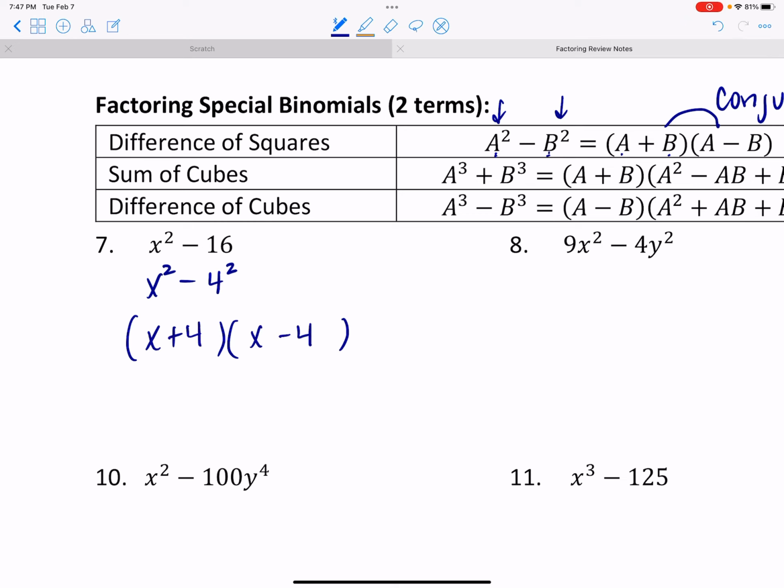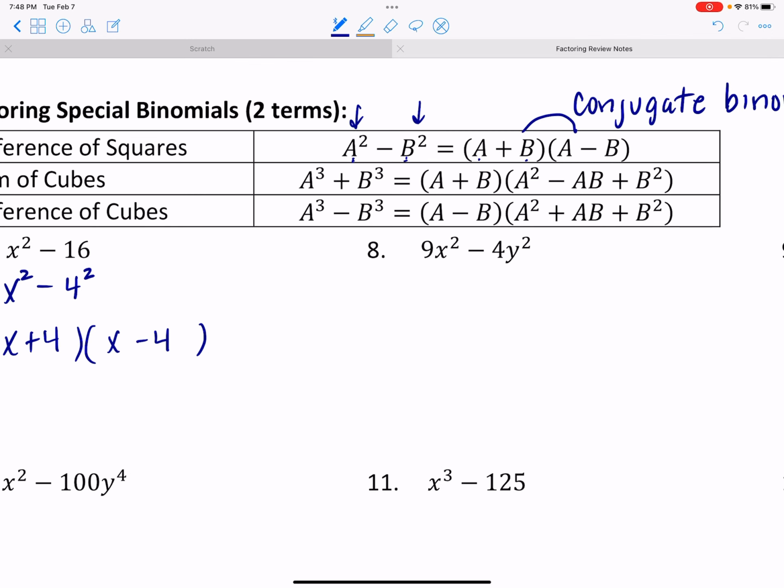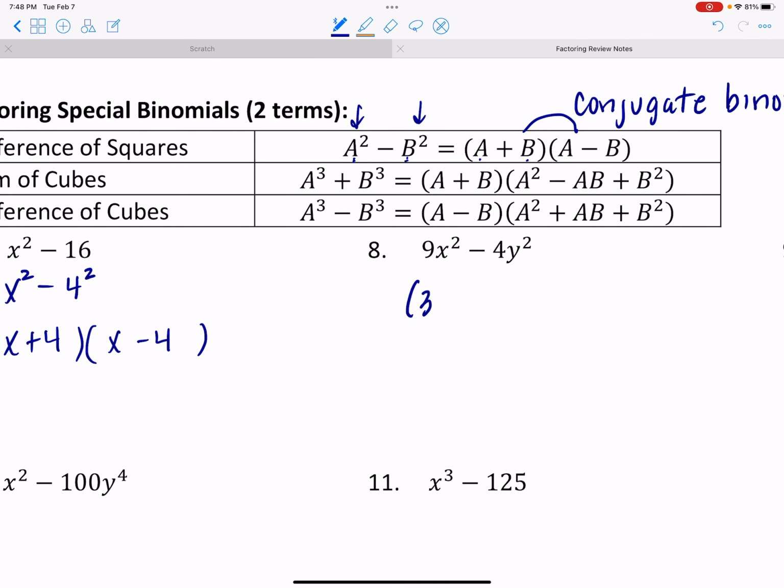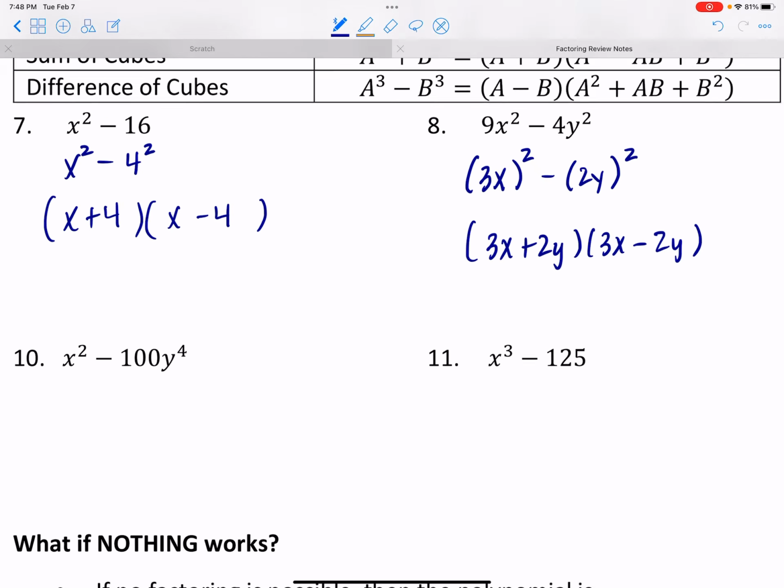And the order that you put those signs doesn't matter. So if you're more of a glass half empty person, you want to put the x minus 4 before the x plus 4, that's totally fine. Okay, so same thing here. To get a 9x squared, take the square root of 9x squared, you get 3x. So 3x squared here, and then if I took the square root of 4y squared, I would get 2y, so it's 2y being squared here. So this would be like my a and b. So instead of a plus b, a minus b, it's going to be 3x plus 2y and 3x minus 2y. Okay, so the bases of those squares go into my conjugate binomials. Again, 3x plus 2y and 3x minus 2y, or the reverse order, doesn't matter the order we multiply.